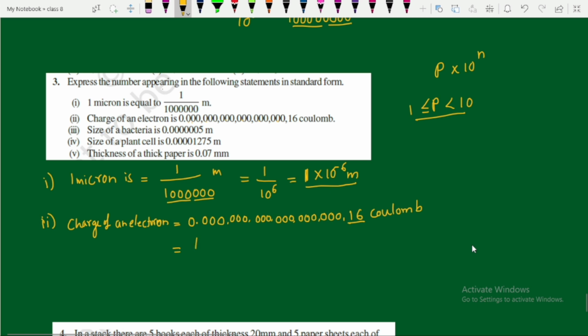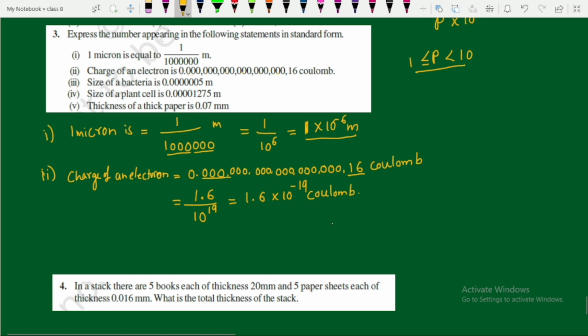So I want the decimal point here. This is a very small number, so you have to go for the denominator. There are 18 zeros and one more, so 10 to the 19. So in standard form this is 1.6 into 10 to the minus 19 coulomb. In the same way you can write the next numbers. Any question you can write in standard form.